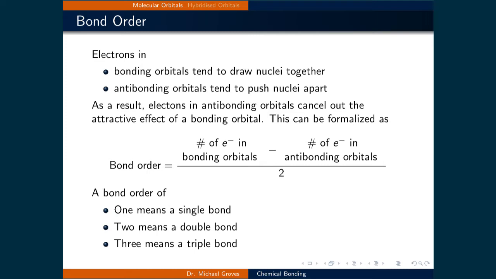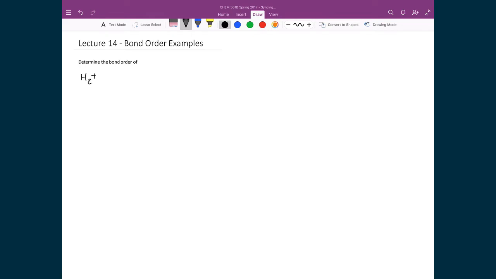Bond orders can be directly related to what type of bond is in between the atoms. So for instance, a bond order of 1 means that there is a single bond between the pair of atoms. A bond order of 2 means there is a double bond, and a bond order of 3 means there's a triple bond. Let's look at a few examples now about calculating bond orders.